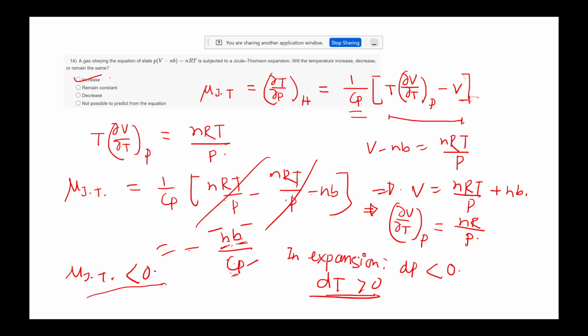Now the Joule-Thomson coefficient is del T del P at constant enthalpy, meaning the ratio of the change of temperature and pressure. In expansion we all know that pressure decreases, meaning dP is negative. The ratio is negative, and one number is negative, so the other number, dT, should be positive, right? Since dT positive means the change in temperature increases, the temperature increases. That's the logic behind this.